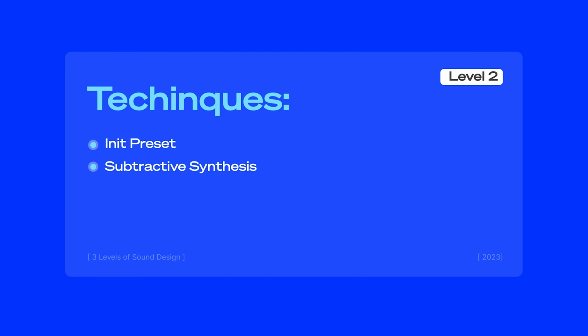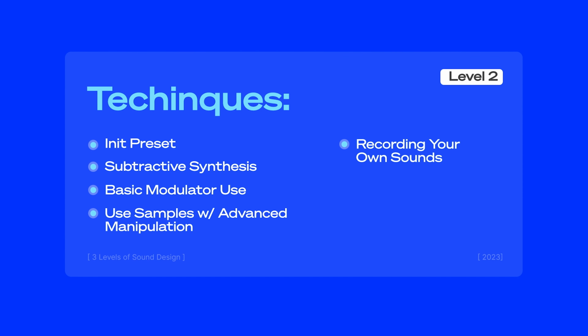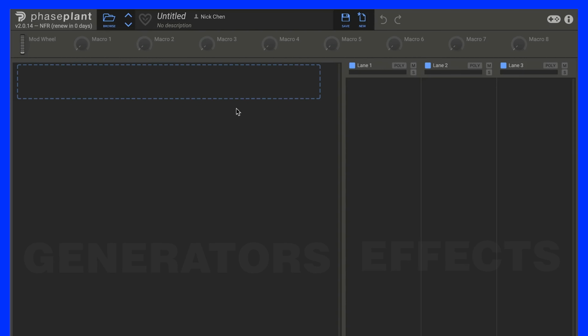Things start really expanding with level 2 techniques, which includes the Init Preset, subtractive synthesis, basic modulator use, using samples with advanced manipulation, recording your own sounds, and intermediate automation. So the Init Preset stands for Initialized or Initial Preset. This will basically provide a blank slate for your sound design session. Generally, in any synth, you can find the Init Preset in the preset menu.